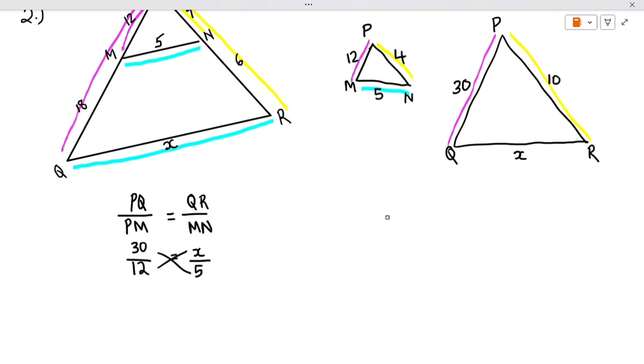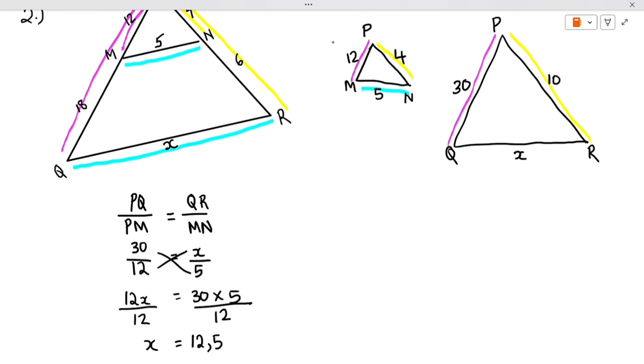And here you have 12 times X, which would give you 12X, equal to 30 times 5. Then we divide by 12 on the left-hand side, divide by 12 on the right-hand side, and we're going to have X equal to, so 30 times 5 is 150, and 150 divided by 12 will give me 12.5. So my answer here is going to be 12.5.